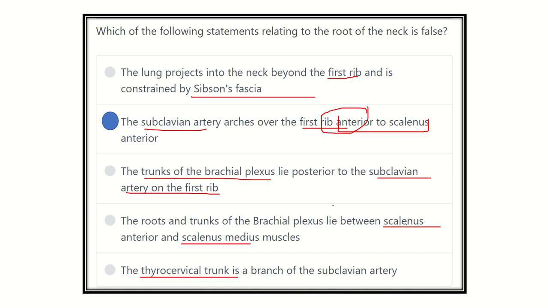So in this question it is now clear that it is one of the big questions, but if we see the pictures from the medical book and internet, then it will be very easy for us to answer the question, though it is one of the long questions. So which statement is false? This is the subclavian artery. The subclavian artery is located posterior to the scalenus anterior, and anterior to the scalenus anterior there is a vein, and the name of this vein is the subclavian vein.